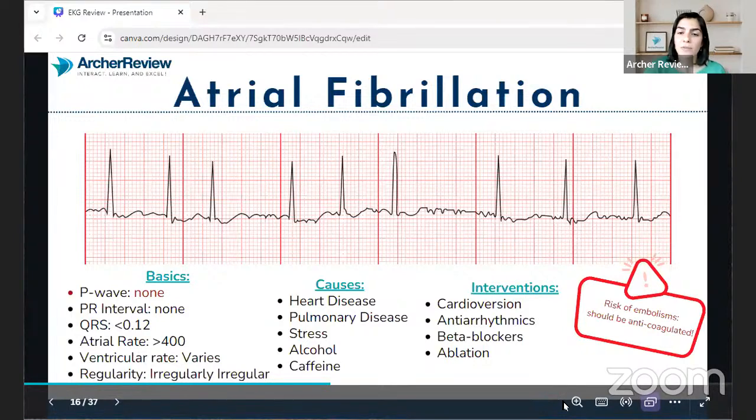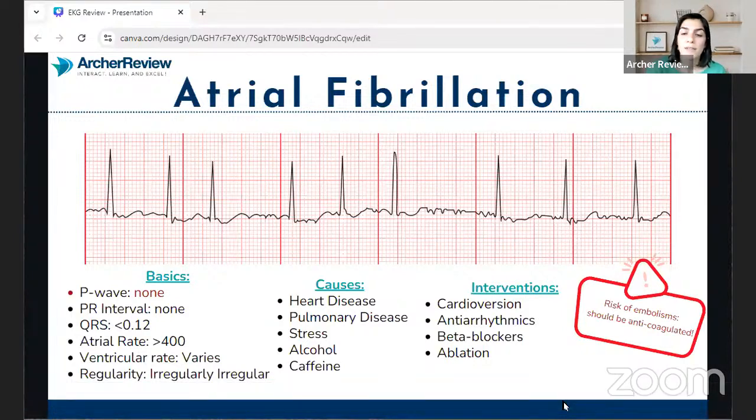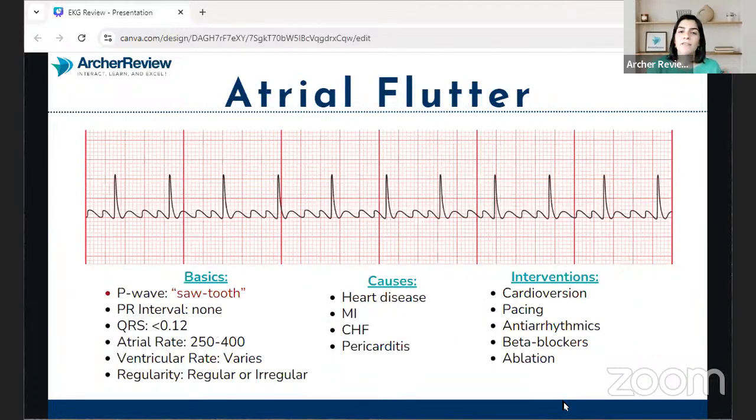And so these patients, we definitely want to make sure that we're also assessing their stroke risk, but getting them over to cardiology to get them further evaluated is going to be really important. So now let's look at atrial flutter. How is this different from atrial fibrillation? Can anybody tell me that? So how is atrial flutter different from atrial fibrillation?